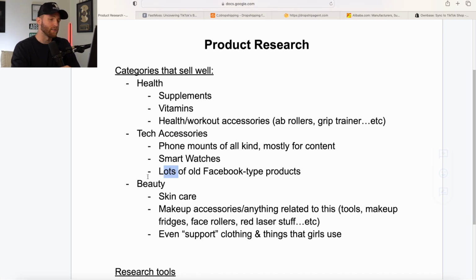And then beauty. This is awesome. Skincare, makeup, this could be anything related to that. Usually not the makeup itself, but tools, like face scraper, gemstone things, makeup fridges, red laser stuff, whatever. And even support stuff that women wear, all kinds of just things that make them look better, I guess. Women are buying a lot of stuff on TikTok Shop. So it's been blowing up. There's also a lot of clothing, hats, and things like that.